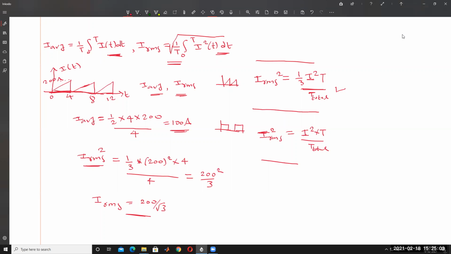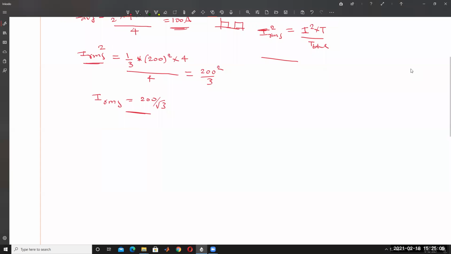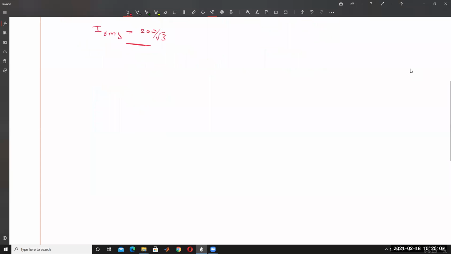I average and I RMS, is it clear? So another waveform, I will give another waveform so you can easily understand the concept.